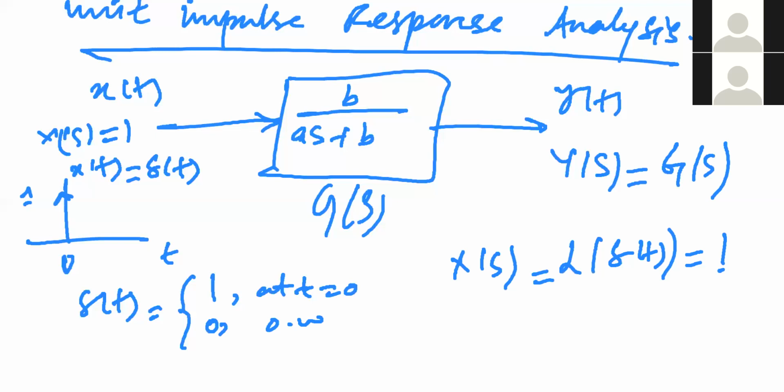So now let us use another board. Now we have y(s), which is equal to b by a after simplification. So we can write it as s plus b by a.